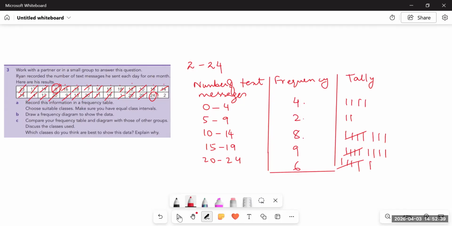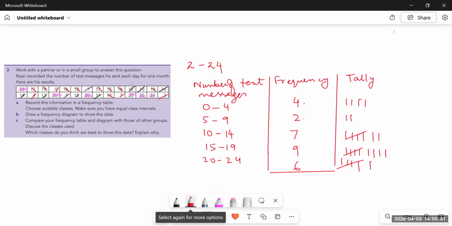Oh, I think we have taken one of the numbers twice. Let's check. So yes, in the class interval of 10 to 14, we have 7 numbers, not 8. Let's make a correction over here. And now it's done. This is called the frequency table, right? Frequency diagram is the bar chart, and frequency table is this table.